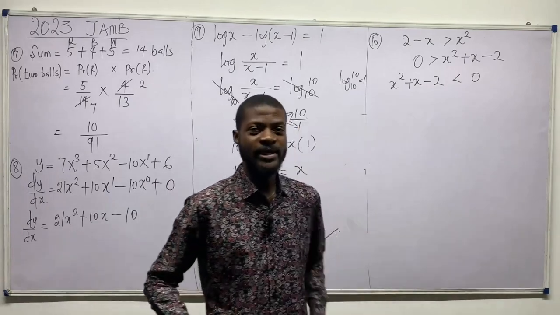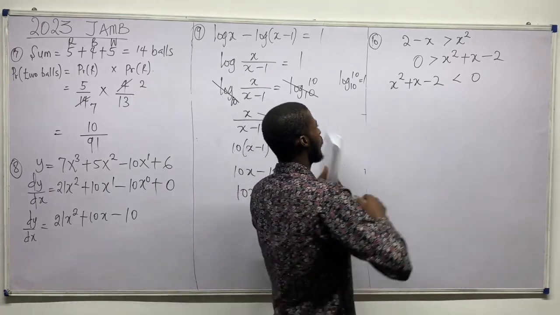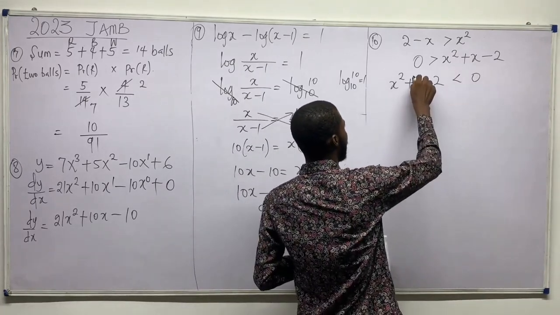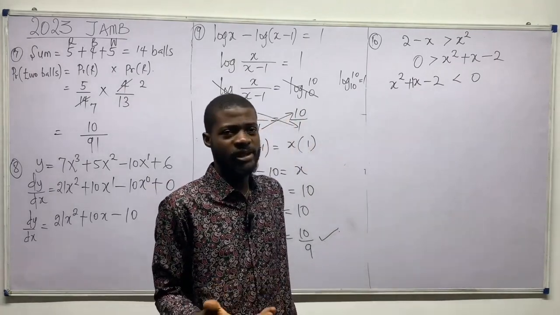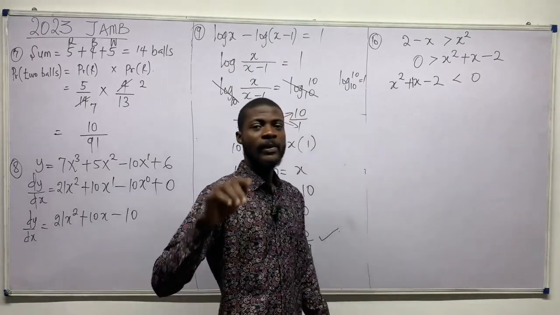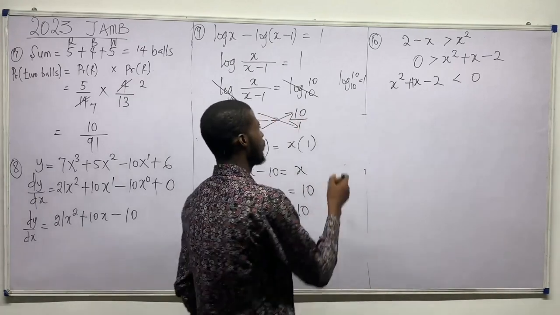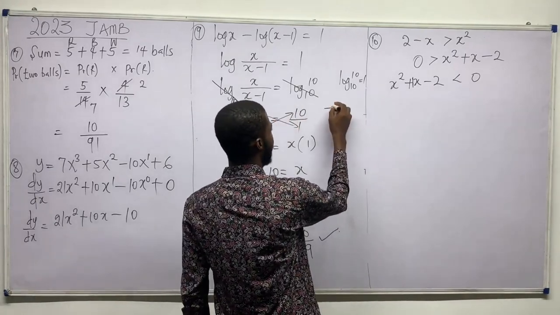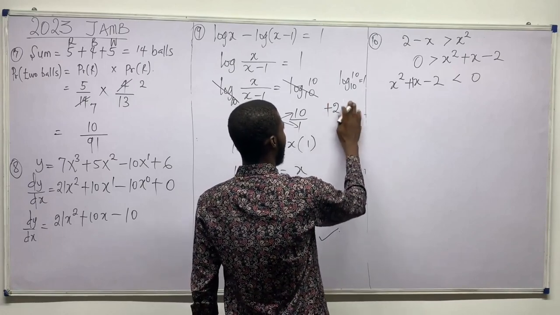Now, how do we factorize this? Because we have to factorize right now. Now, the sign here is 1, right? The sign here is 1. So you ask yourself a very sweet question. What two numbers can you multiply to give you minus 2 and add to get 1? What are the numbers? The numbers are minus 1 and plus 2.